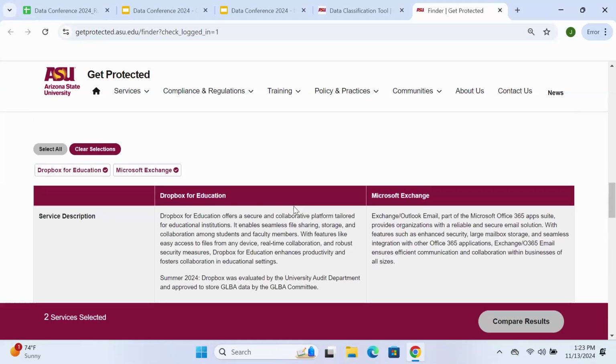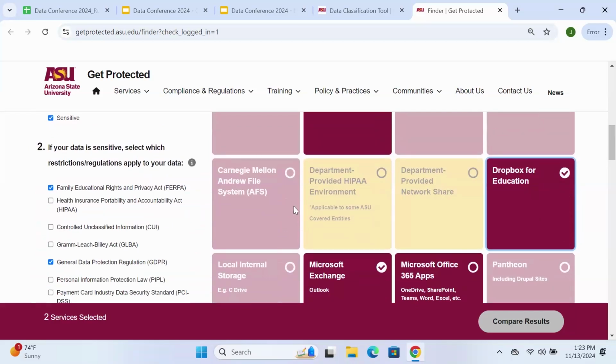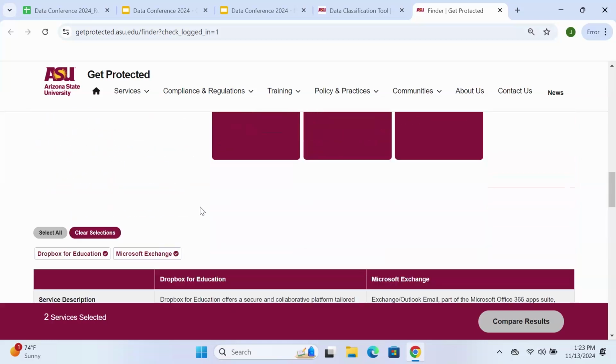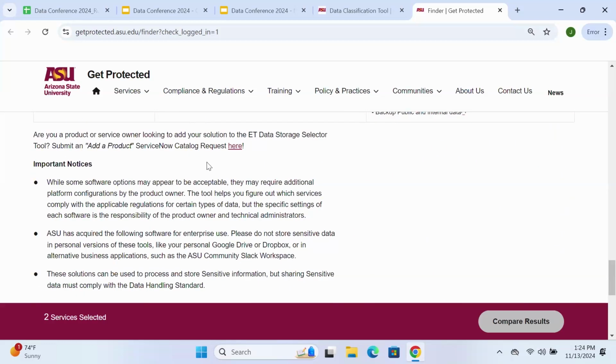And lastly, we have covered here that we have enterprise-wide tools, but I know you're looking at this and then you're like, hey, something's missing. There's this one tool that I want to see on there. So we have enabled the service owners of tools to now submit a ServiceNow catalog request linked down here at the bottom to say, hey, I want my tool to show up here. I want you guys to assess it and add it to the tool. So we can do that through this link here at the bottom.